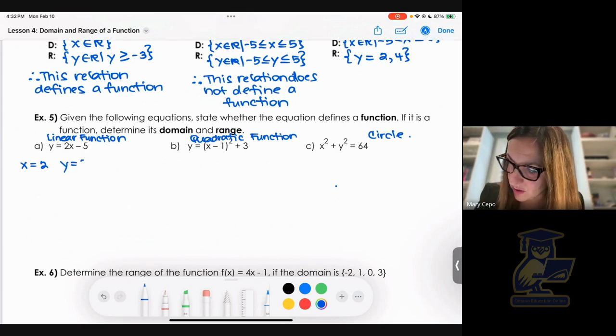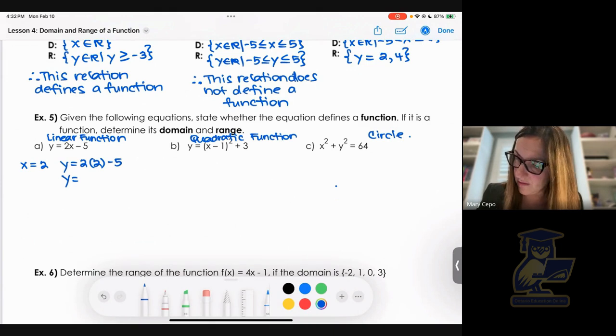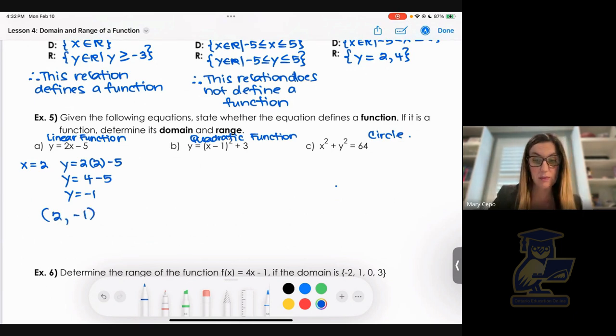y is equal to 2 times 2 minus 5, always following BEDMAS. So y is equal to 4 minus 5, y is equal to -1. So when x is 2, y is -1. We know because it's a linear function, we know it is a function. So this relation does define a function. It's a linear, specifically linear function.